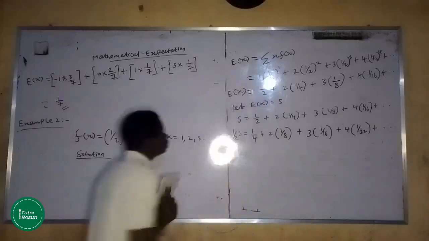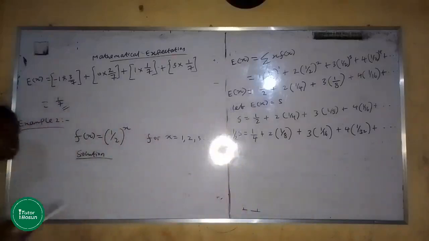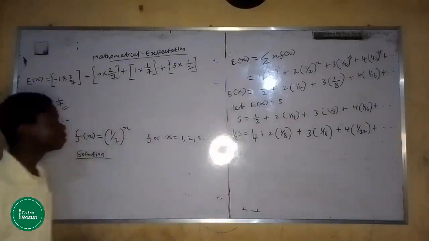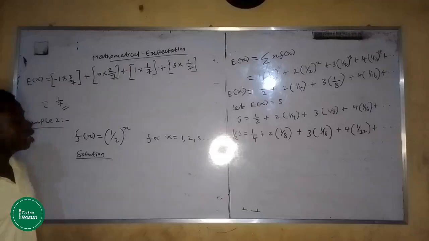So we have been able to determine s and half of s. The next thing we can decide to do is to subtract half of s from s.